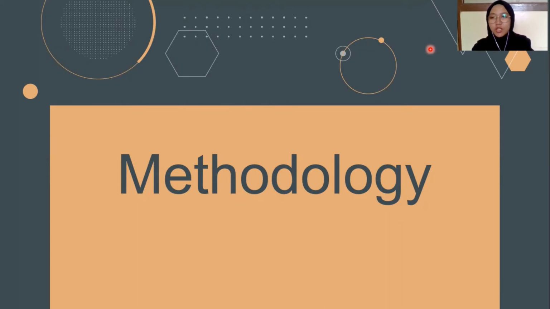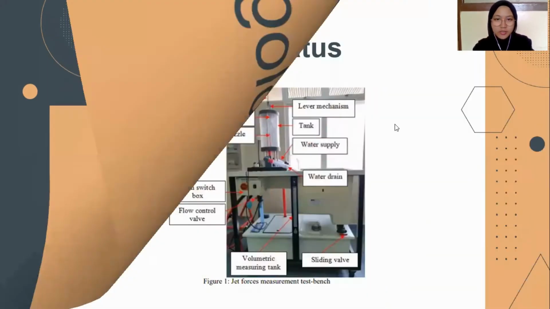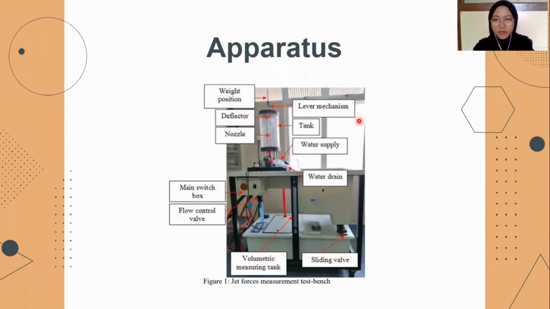So we start with looking at the apparatuses. So these are the apparatuses that have been used. We have weight position, deflector, nozzle, lever mechanism, tank, water supply, water drain, main switch box, flow control valve, volumetric measuring tank, and sliding valve.